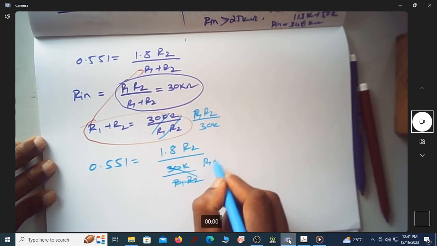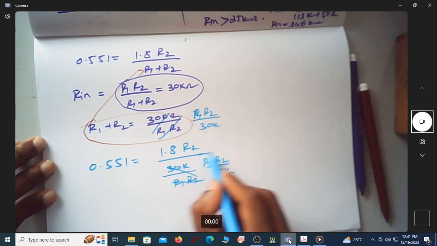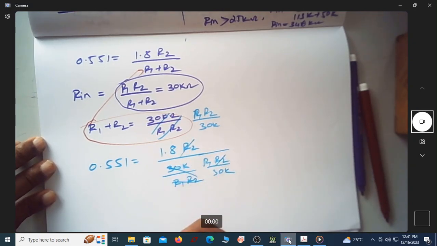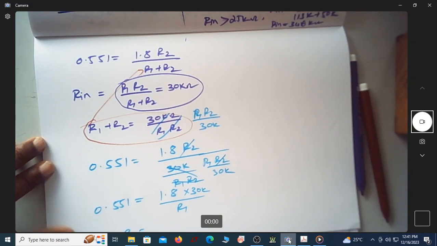So this is R1 R2 by 30k. Now does this R2 go with this R2? So can I find now 0.551 is equal to 1.8 into 30k by R1. So can I find R1 now?